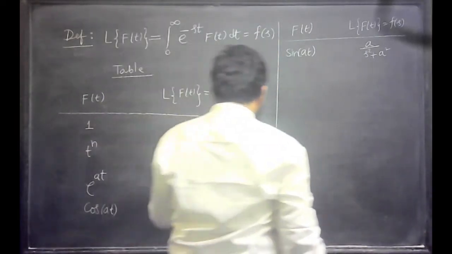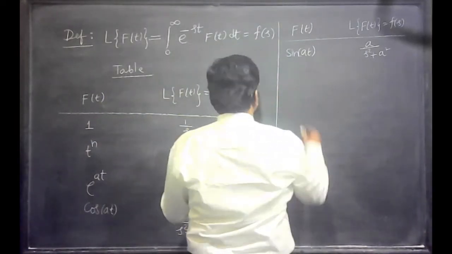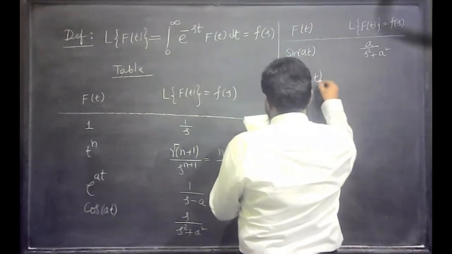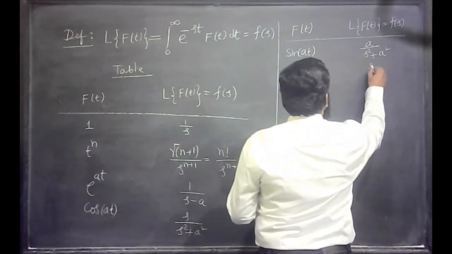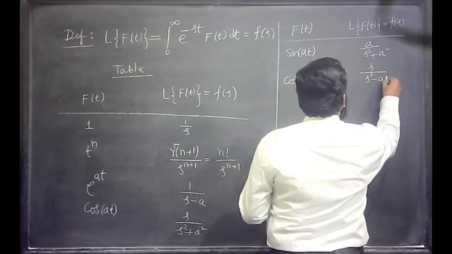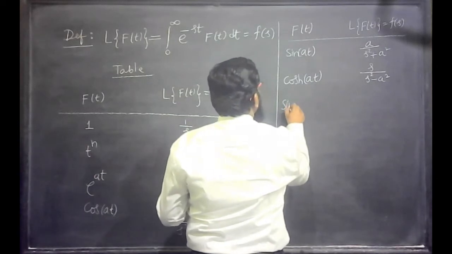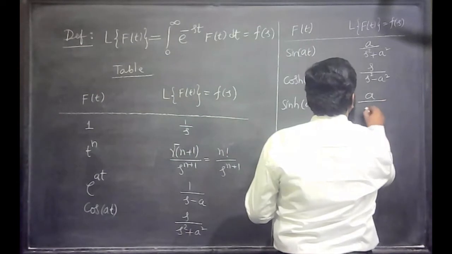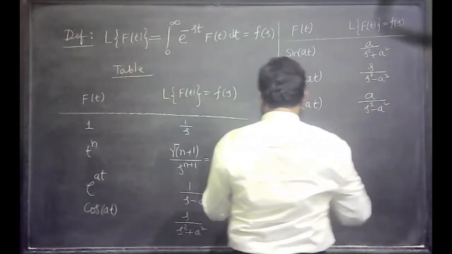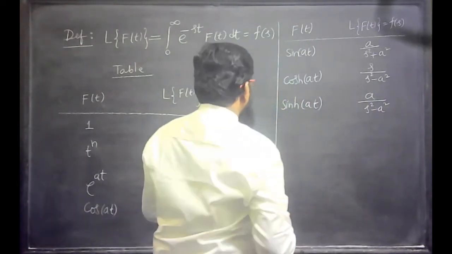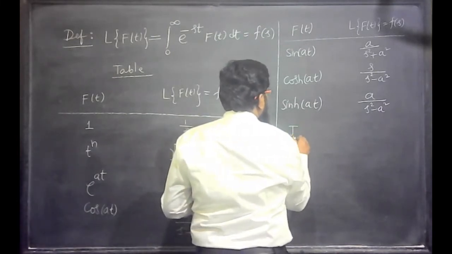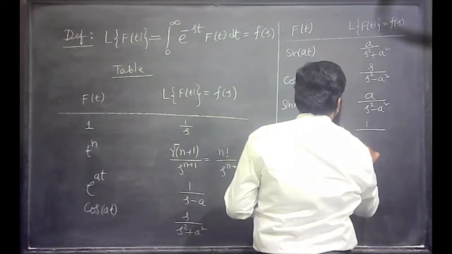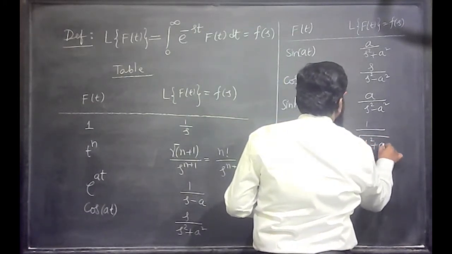Next, let us go for the hyperbolic functions. Cos of hyperbolic a t will be s divided by s square minus a square. Sin of hyperbolic a t will be a divided by s square minus a square. Next, the Bessel function of 0th order will be 1 by square root of s square plus a square.